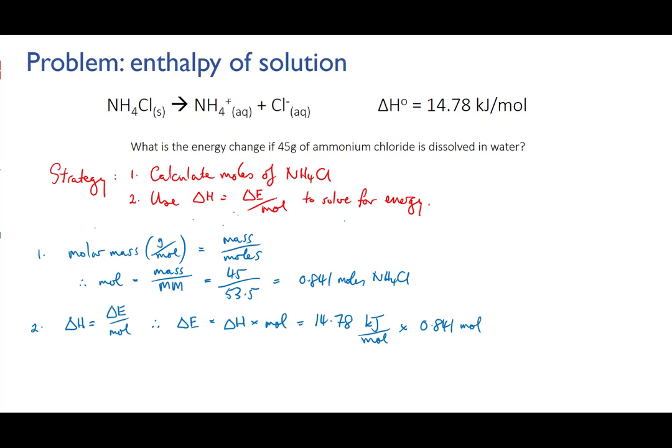And when we calculate that out, we find that it is 12.43 kilojoules. Now, 12.43 kilojoules has 4 significant figures. We should look back at our calculations and find the value that has the lowest number of sig figs. That's the 45 grams, the mass of ammonium chloride. And we need to round that down to 2 sig figs, so that gives us 12 kilojoules.